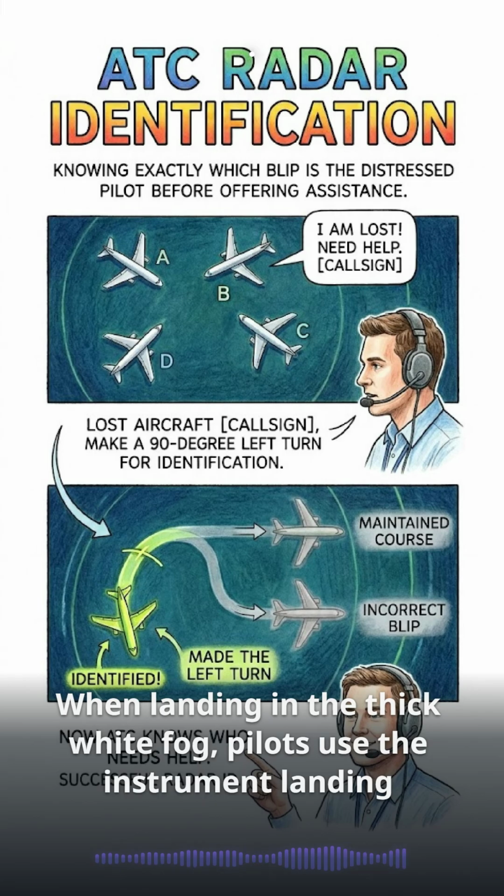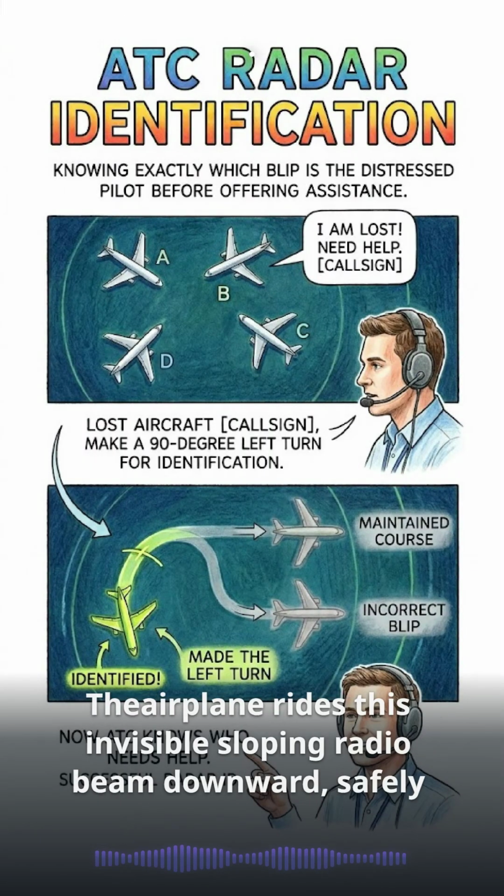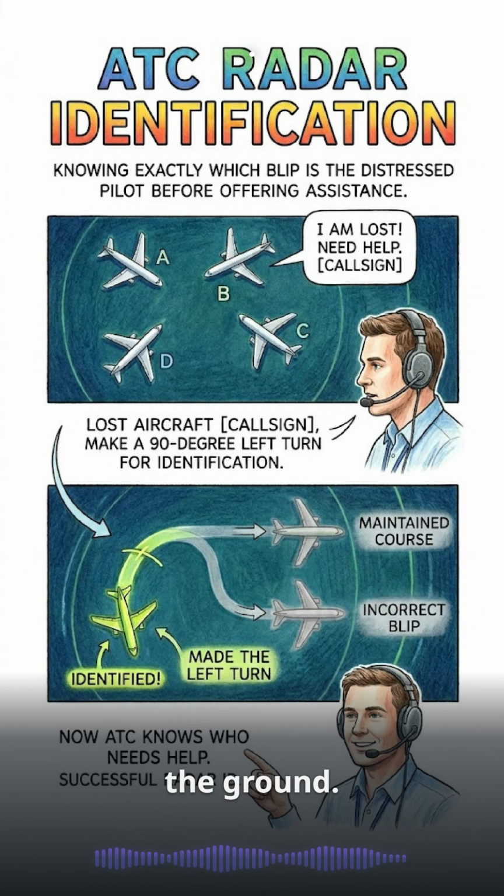When landing in the thick white fog, pilots use the instrument landing system to find active runways. This smart system shoots a radio beam into the sky, pointing exactly at the start of the runway. The airplane rides this invisible sloping radio beam downward, safely touching the concrete without seeing the ground.